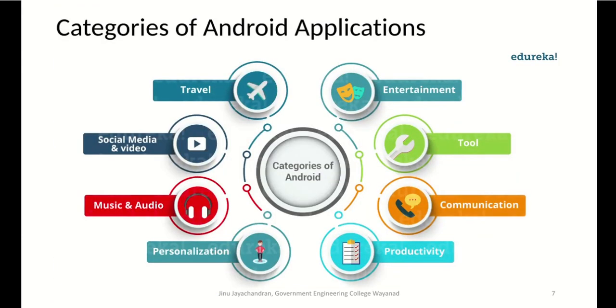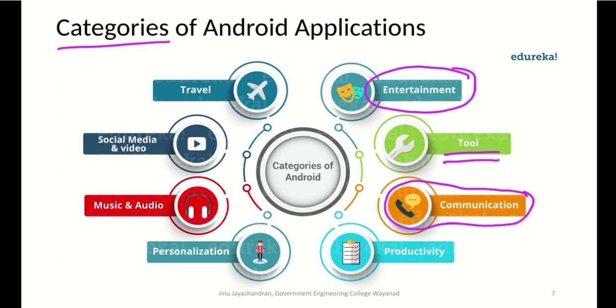So let's look at some categories of applications that we have in Android. First and foremost, if you look at the Google Play Store, there will be a category for entertainment, where you can have Netflix, Prime Video, all this entertainment stuff. You will have a tools category, like antivirus scanner and booster for your mobile. You will have communication categories like messaging. WhatsApp comes in the communication category. You can have phone calls, etc.